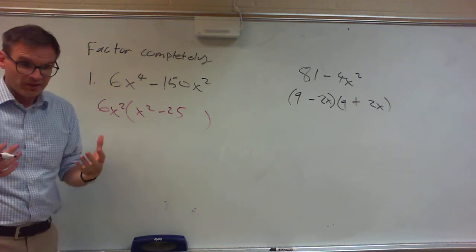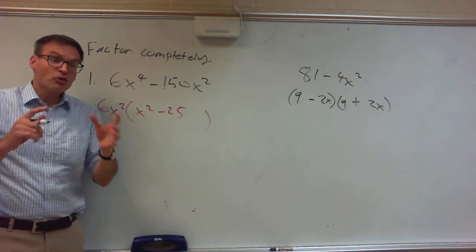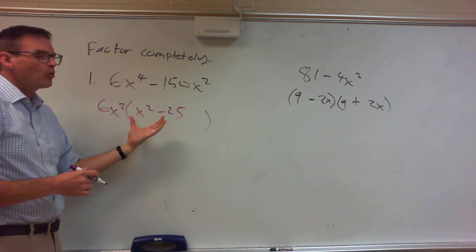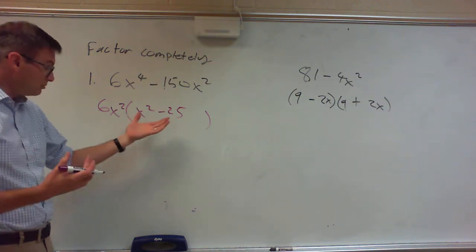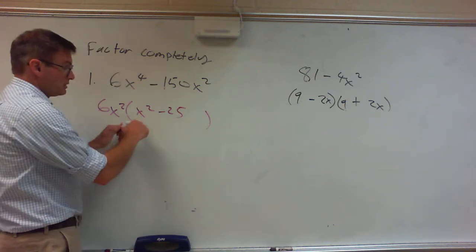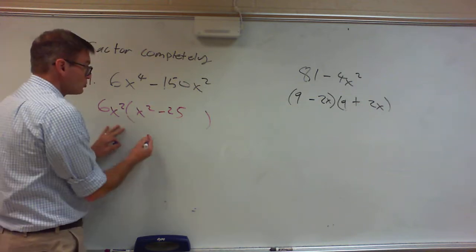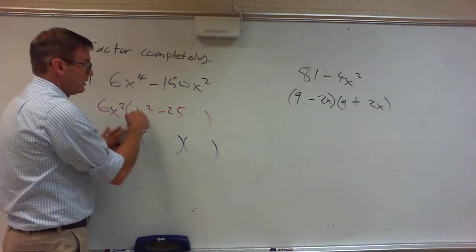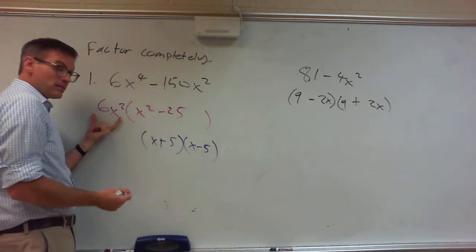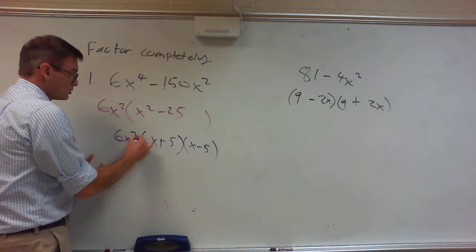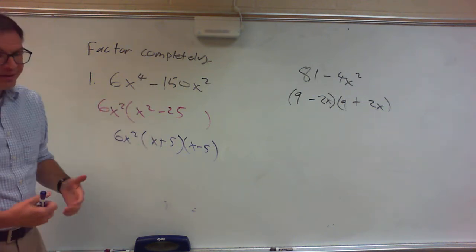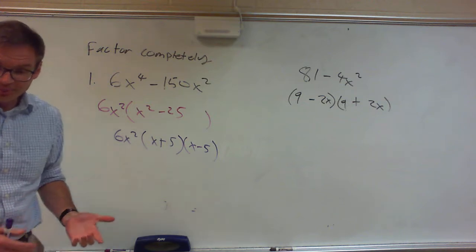So when you factor, the first thing you always do is ask yourself what's in common, and pull out what's in common. The next thing you do is look at what you have left and ask, can I factor anything that I have written down? I see the x squared minus 25, that's a difference of squares. So x squared minus 25 gives me x plus 5 and x minus 5. The 6x squared is still there, so I pull it in front, and now I have factored completely, meaning you keep factoring until there's nothing else you can do.